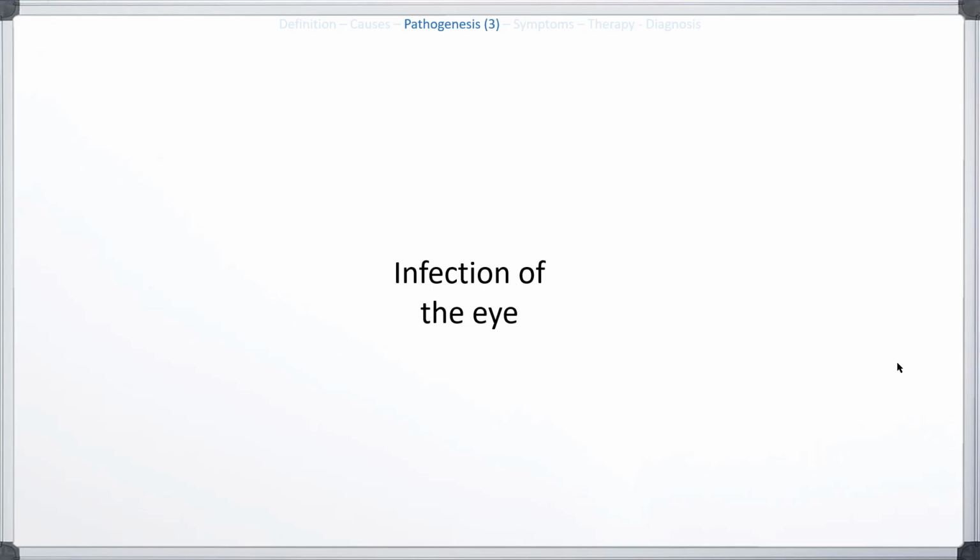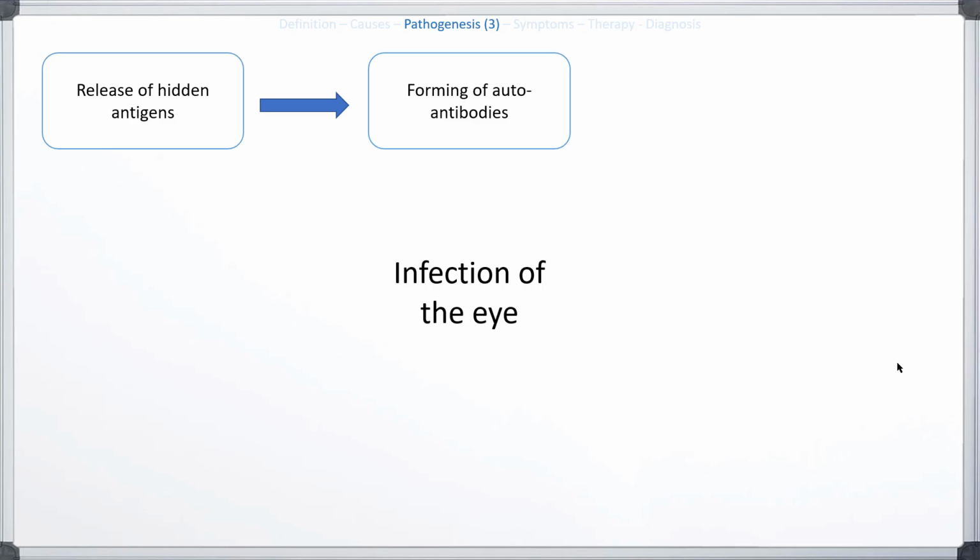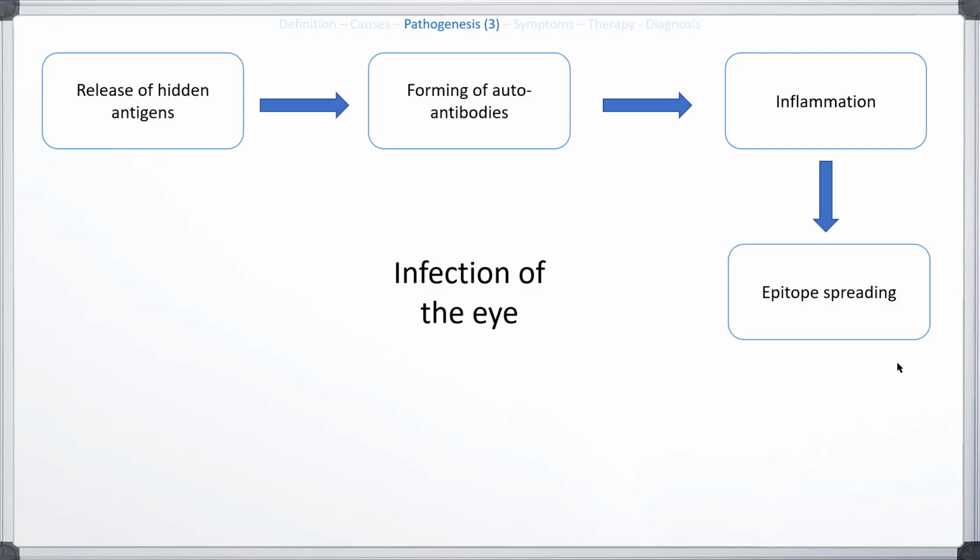Lastly, an infection of the eye. After an infection of the eye, which can be caused by many pathogens like viruses or even blunt trauma, the eye will be damaged, which causes a release of hidden antigens. Your immune system will react to these exposed hidden antigens by forming autoantibodies, which means antibodies attacking your own antigens that were released from your eye, therefore causing inflammation, attracting inflammatory cells. These antigens will be destroyed, resolving uveitis. But again, because of epitope spreading, there will be new hidden antigens released, causing a new episode of uveitis.